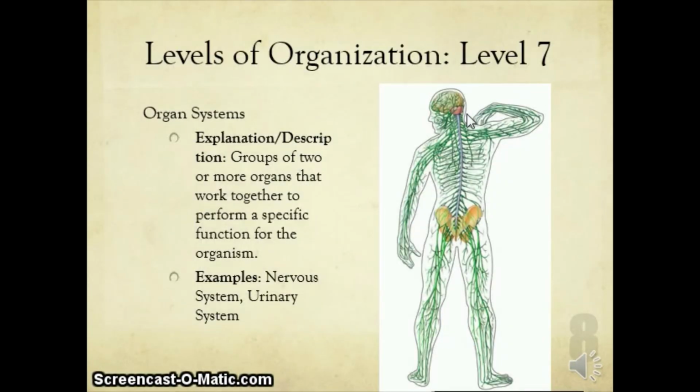Organs then combine together to form organ systems. An organ system is just a group of 2 or more organs that work together to perform a specific function for an organism. So examples of organ systems would be the nervous system, urinary system, circulatory system, digestive system. All of those would be organ systems. The nervous system here is made up of the brain, the spinal cord, and all of the nerves coming off of the brain and spinal cord.